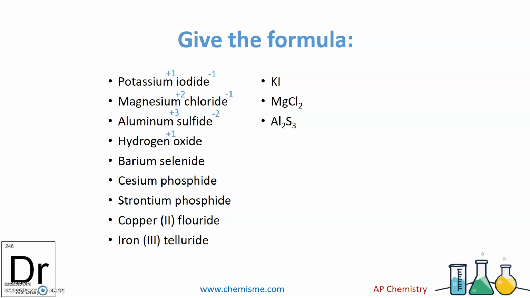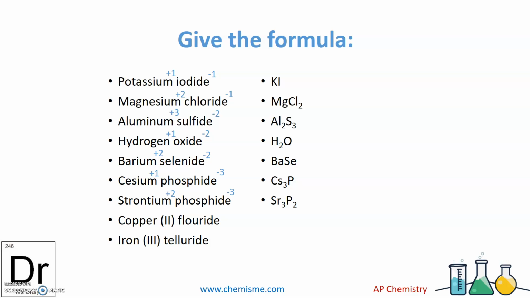Hydrogen is +1 when it's in front, oxygen is -2, so it's H2O. No surprise there. Barium is +2 and selenium is -2. This is a perfect match. We don't need any extra. It's just BaSe. Cesium is +1, phosphorus is -3. So we need 3 cesiums to catch up with phosphorus's charge. Strontium is +2, phosphide is -3 like we just did. This time we'll need Sr3P2, kind of opposite of the Al2S3 example.